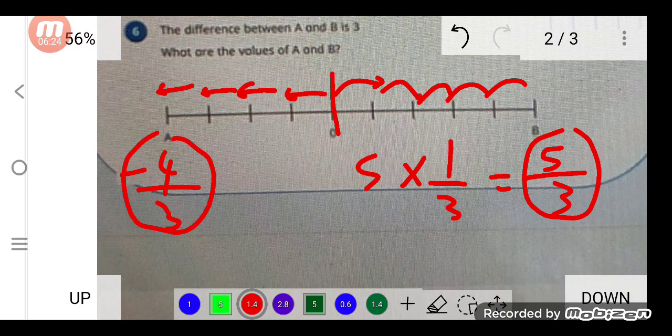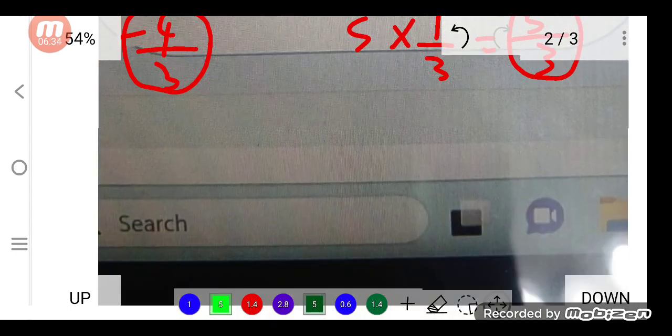To check your answer, you have to subtract 5 over 3 minus 4 over 3. You get 9 over 3, which is 3, and it makes sense.